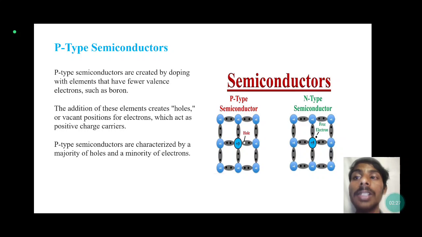P-type semiconductors are created by doping with elements that have fewer valence electrons, such as boron. The addition of these elements creates holes, or vacant positions for electrons, which act as positive charge carriers. P-type semiconductors are characterized by a majority of holes and a minority of electrons.